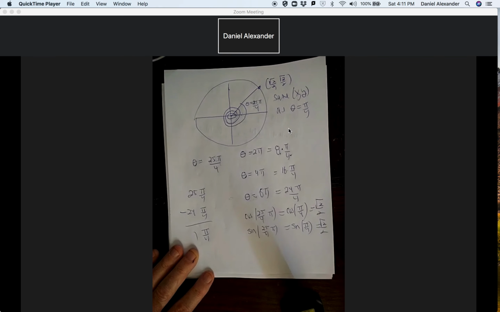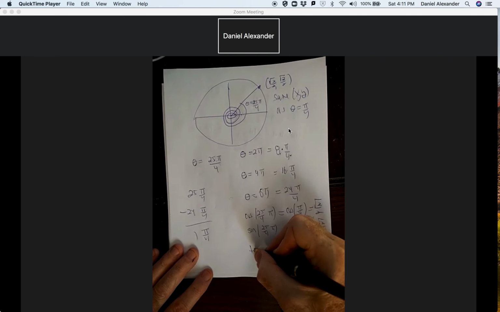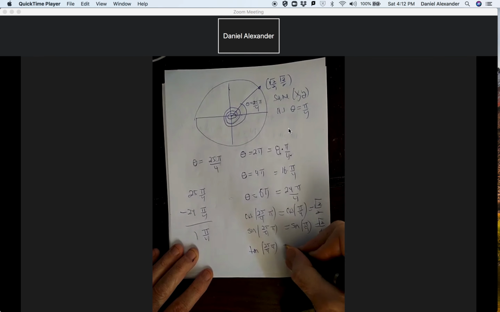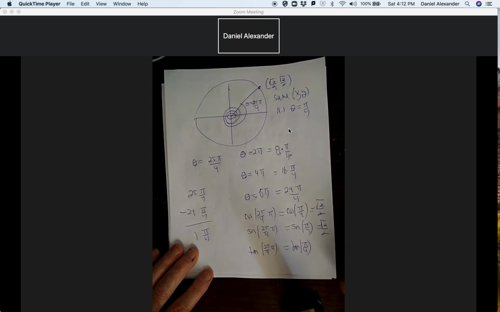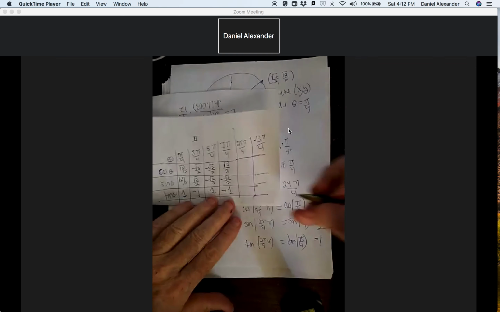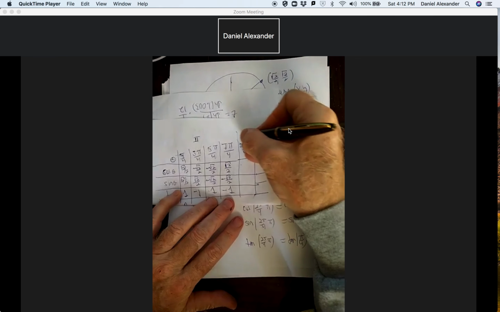Same thing for the sine. And again, we saw from the chart the sine of pi over 4 is square root of 2 over 2. And one more, we have the tangent of 25/4 pi. That's going to be the same as the tangent of pi over 4. And if you go look on the chart, you're going to see that's equal to 1. So again, we're here. This is going to be the same as that.